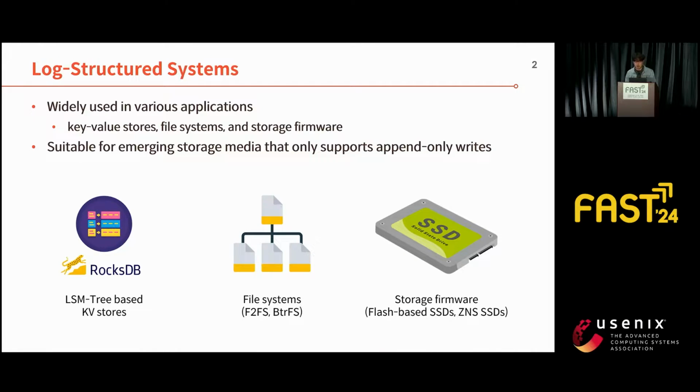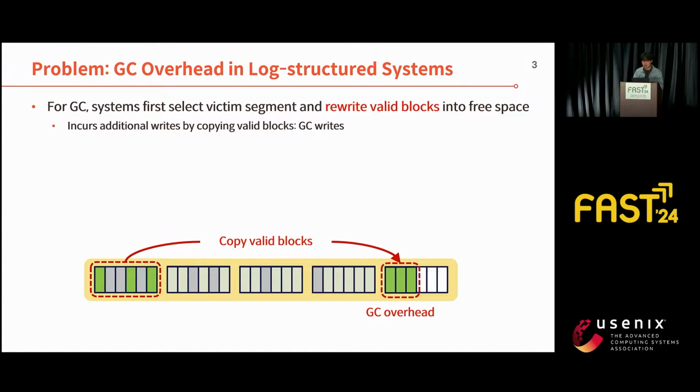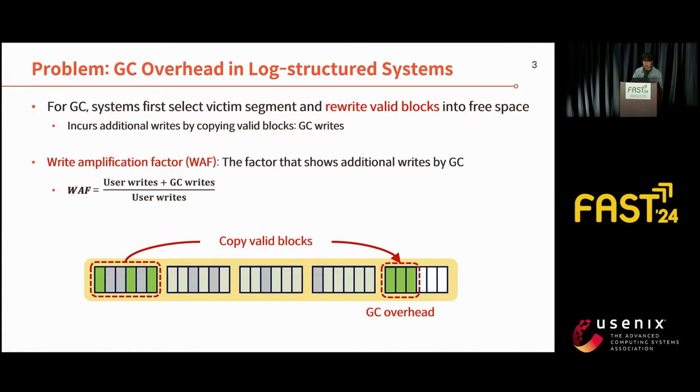These days, log-structured systems are widely used in various applications, including key value stores, file systems, and storage firmware. However, in log-structured systems, garbage collection overhead is a significant problem. During GC, the systems copy the valid blocks into the free space to ensure there is enough free space. This causes additional writes denoted by GC write. Typically, write amplification factor, WAF, is used to represent this GC overhead.